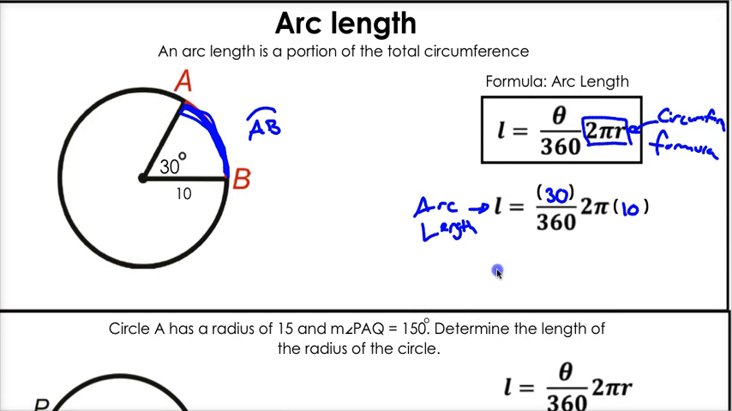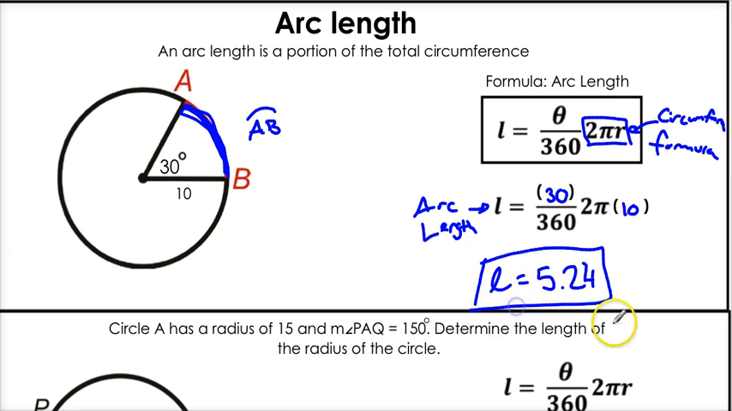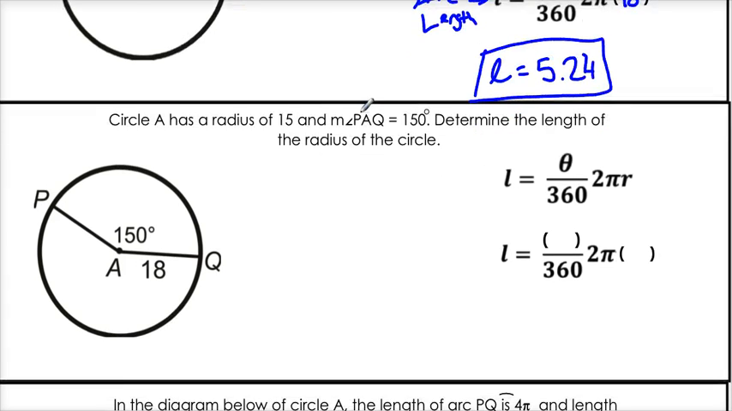All right, so our L is equal to 5.24. All right, so that would be the length of AB, 5.24. Pretty straightforward. Let's try it one more time.